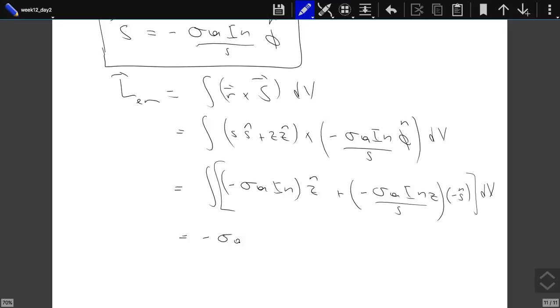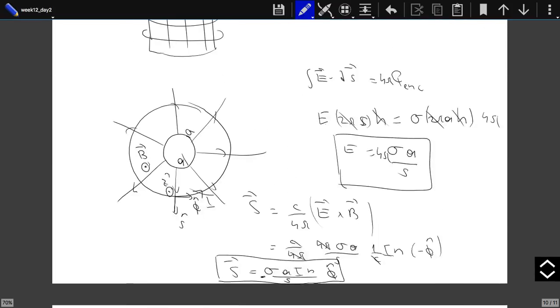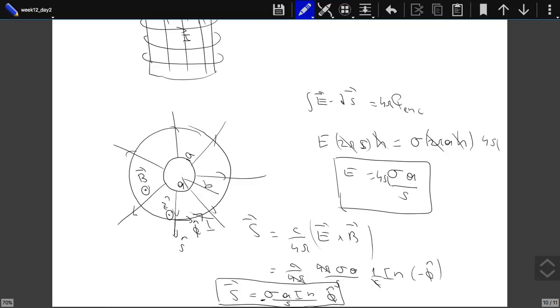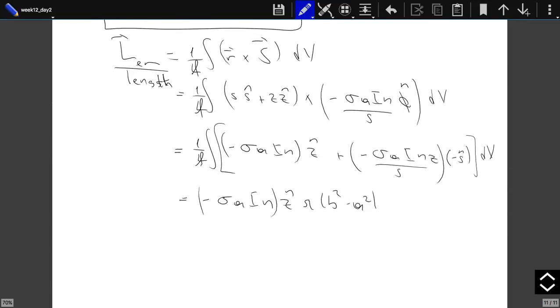So this is minus sigma A I N, in the Z hat direction, the volume per unit length. This L is not the magnitude of the angular momentum, it's the length. Let me call it L, small. The integral of the volume will be just pi b squared minus a squared. This is A, this is B. This is the first term.